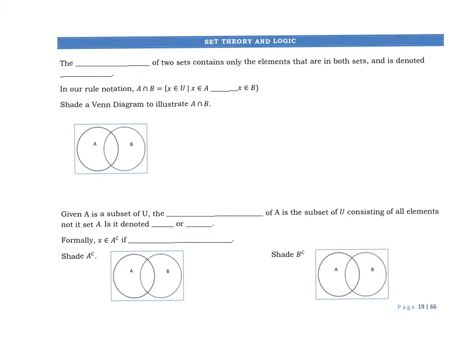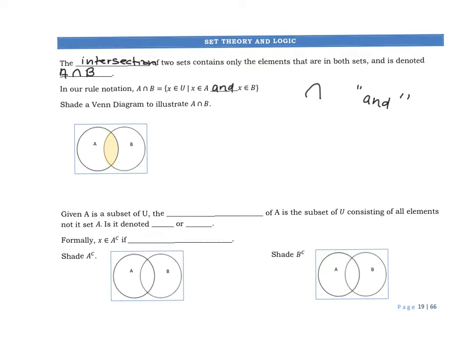Okay, our next set operator is the intersection. The intersection of two sets contains only the elements that are in both sets and has the following notation. So in our rule, A intersect B is defined as X is an element of U such that X is an element of A and X is an element of B. So you'll notice with the intersection, we're going to see that word "and." So union had "or," the intersection has "and." So let's shade the Venn diagram accordingly.